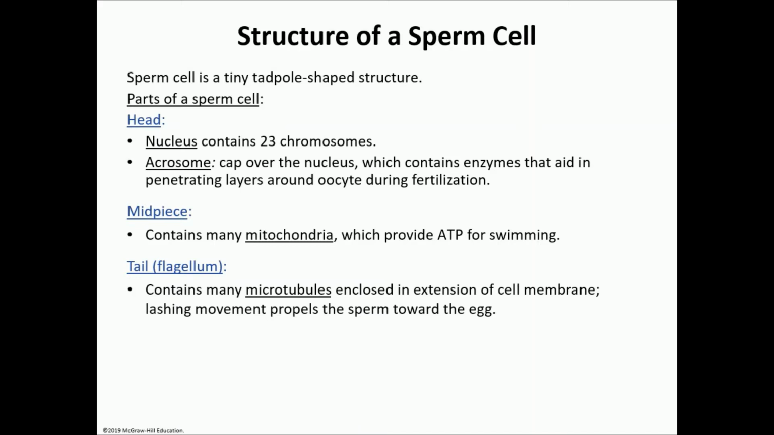It has lots of enzymes, and those enzymes are going to be used in order to reach the egg during the fertilization process. There's a mid-piece that connects the head to the tail, and that mid-piece has lots of mitochondria. The sperm will use that energy in order to swim. And the tail or the flagellum has lots of microtubules, and it'll use these microtubules for the swimming process as it tries to get to the egg.